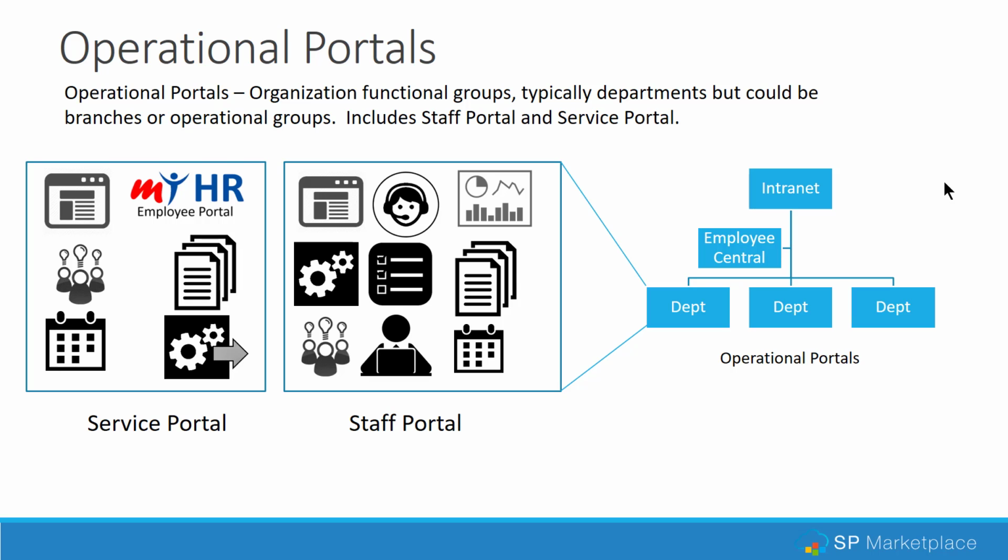They're typically departments, could be branches or operational groups. And in each one of them, you really need two sides to it. There's what we call a staff portal that will have a home page. It will have dashboards. It will have sharing of documents and events, maybe sharing of knowledge in a knowledge base, as well as task tracking and the relevant business process applications that go along with that department.